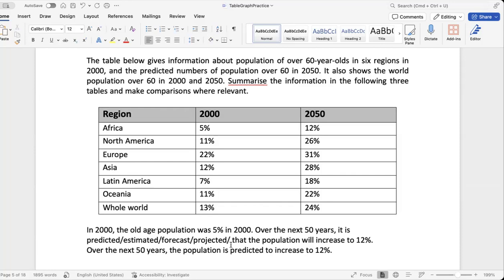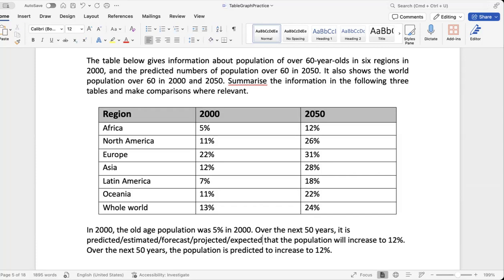Sir, can we use "guess" also? No, guess is so informal. We're not taking a wild guess, we are making a prediction, right? You're using math to do the prediction. We're going to sound a bit more formal. Guess is very informal, so we'll not use that word. It is predicted, estimated, forecast, projected. There's one more word that I use: expected. Yeah, expected. So these are the words.